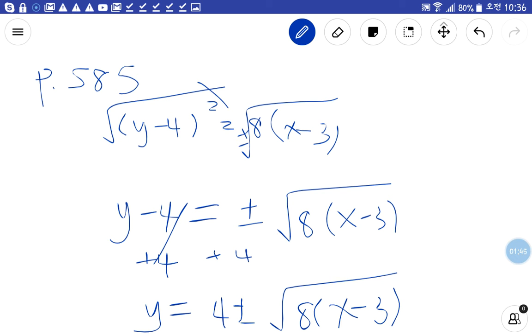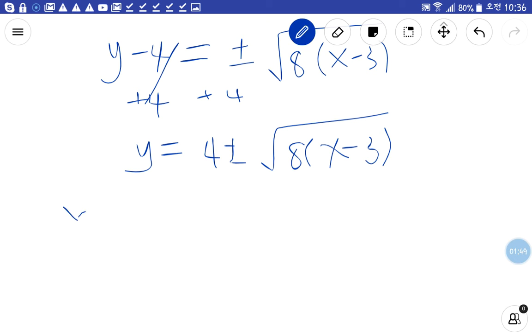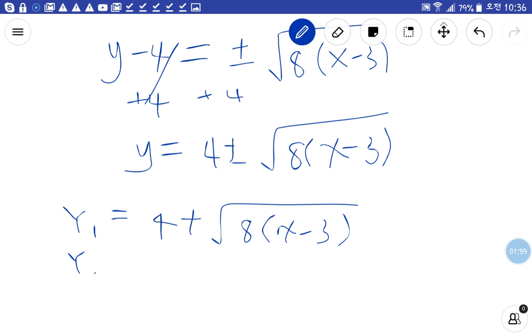Alright, so now you let y1, you have a tab for y1, y2. Your y1 is going to be 4 plus the radical of 8(x - 3), and your y2 would be 4 minus the radical of 8(x - 3). Now you can graph the two equations at the same time.